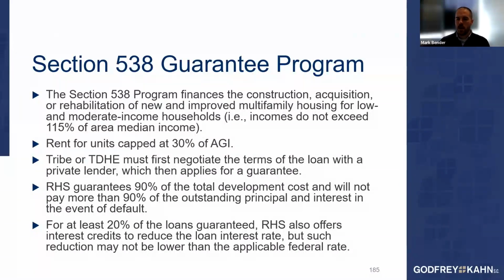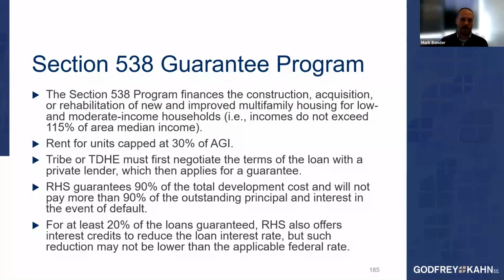The next program we'll talk about is the USDA Rural Development Section 538 Guaranteed Program, also part of the 1949 Housing Act. The 538 program, though, is not a direct loan program like the 515 program is. There's no government loan, just the federal guarantee on a commercial lender's loan. The good news here is that the program can be used to finance housing for tribal members whose income exceeds 80% of area median income, up to 115% of area median income.